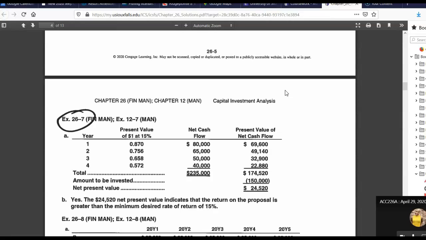Well, with net present value, letter A, assume that the desired rate of return is 15%, determine the net present value for the proposal. So what they say by the desired interest rate is we need to earn 15% on this proposal or we are going to reject it. So our hurdle is 15%.